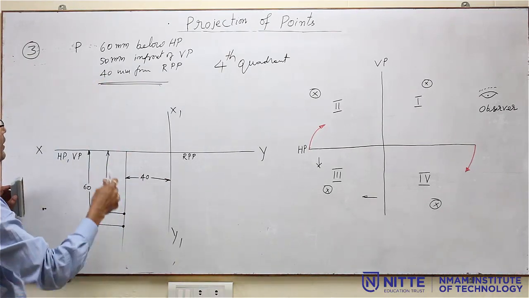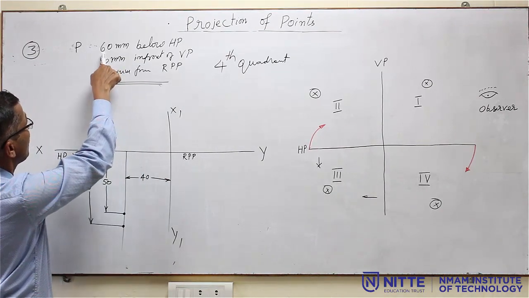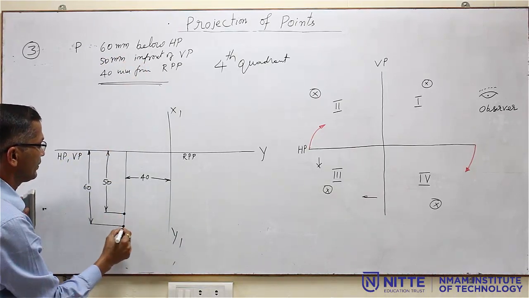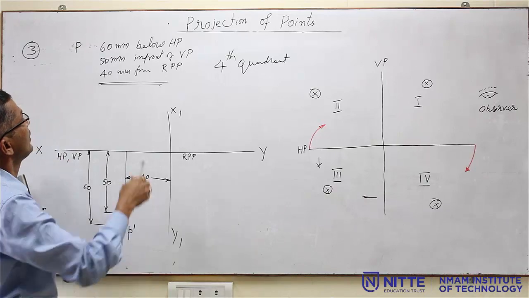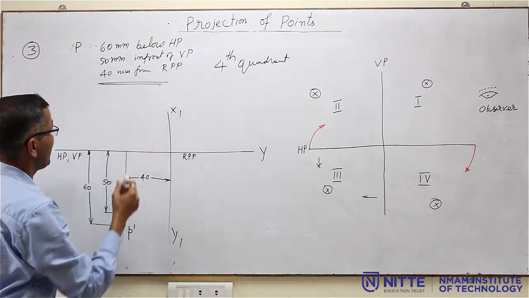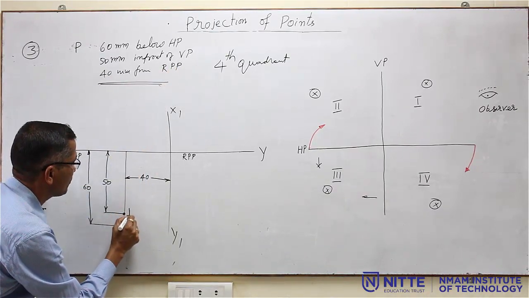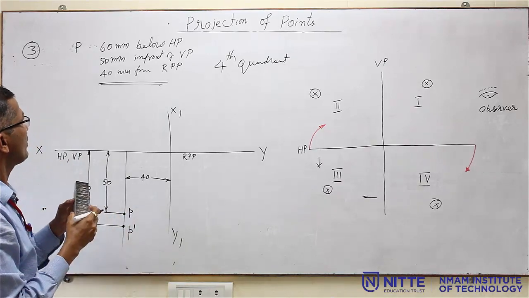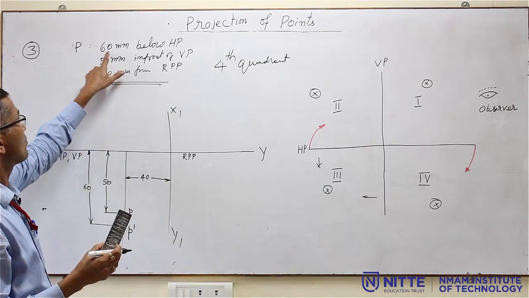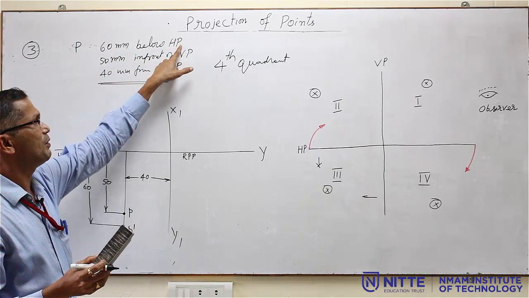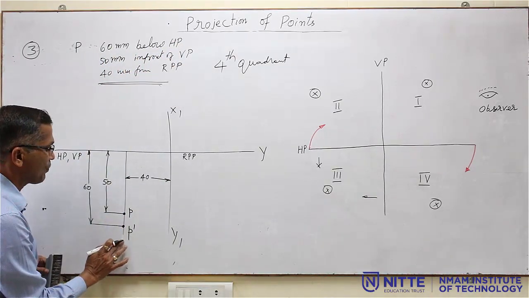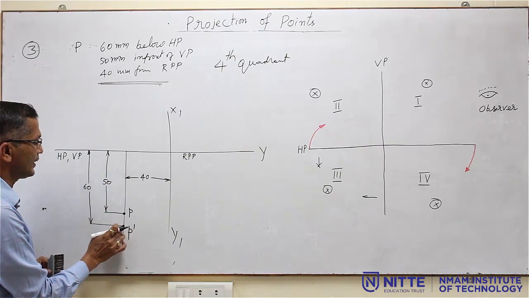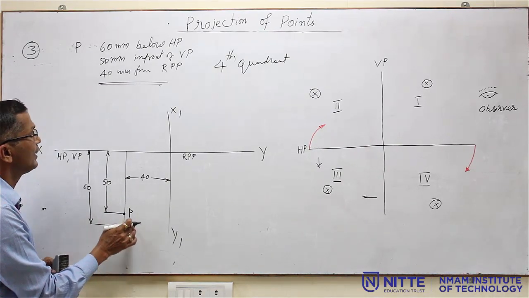Now, you have to name it. The name of the point is P. 60 mm below HP, so it will be in VP, so P dash. 50 mm in front of VP, that is in HP, so this becomes P. Naming is very simple: just see the number, 60 mm below HP. HP means it will be in VP. In VP we have the front view, so that is why the front view is named P dash.